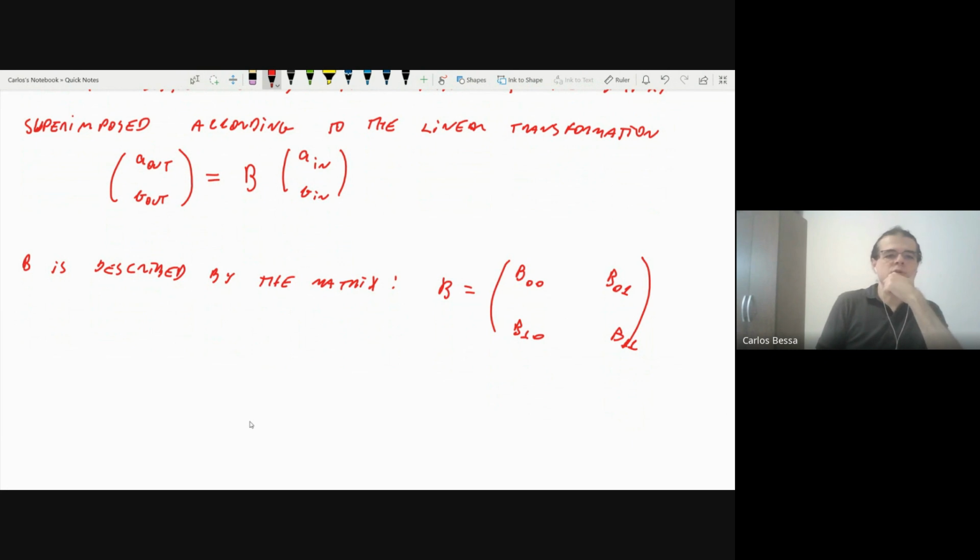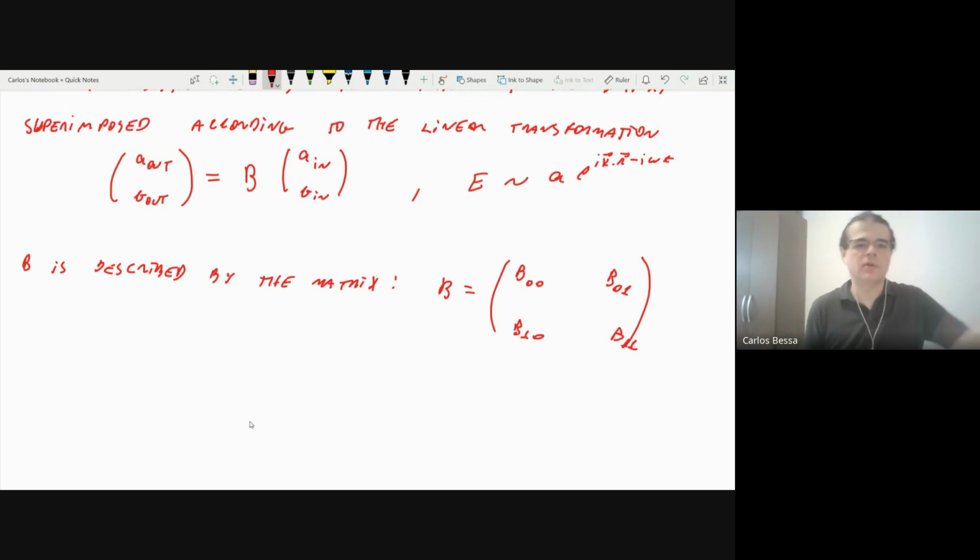So in these amplitudes, remember the amplitude is associated with the electric field. E is proportional to the amplitude of some electrical wave, E to the i(kr minus omega t), for instance. So A or B, in and out, are proportional to electric fields. So these amplitudes are classically the classical electric field associated with the light that is coming in, the ingoing light.